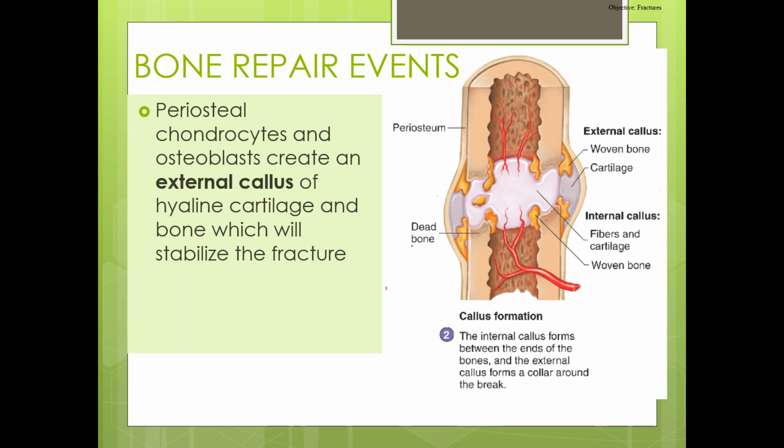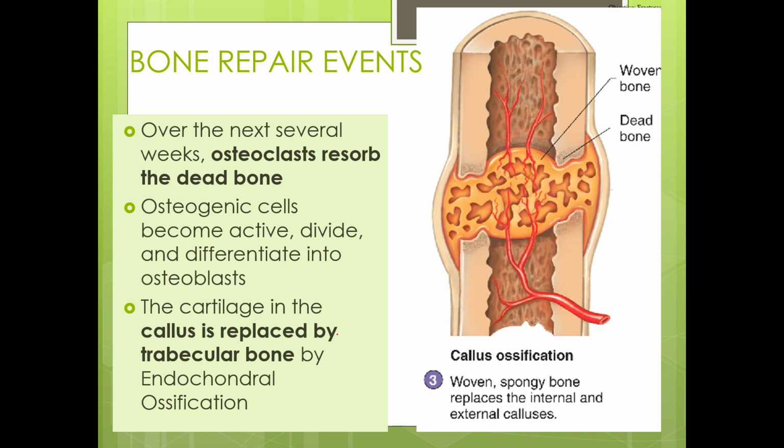The next thing that's going to happen is that an external callus is going to form, uniting the two ends of the bones. This is going to be primarily hyaline cartilage, and it's going to help stabilize that fracture. So now that we've dealt with all the emergencies, before bone repair can begin, before you can start building that back up again, you've got to get rid of all of that dead tissue that was there.